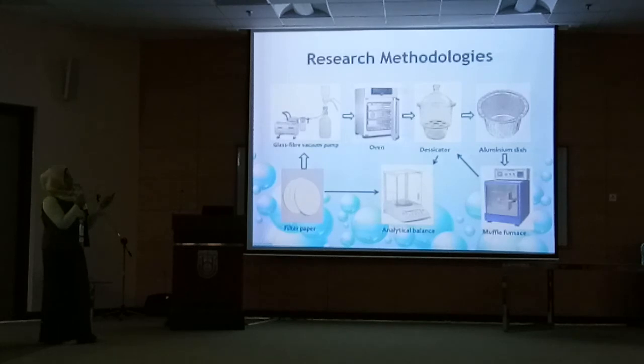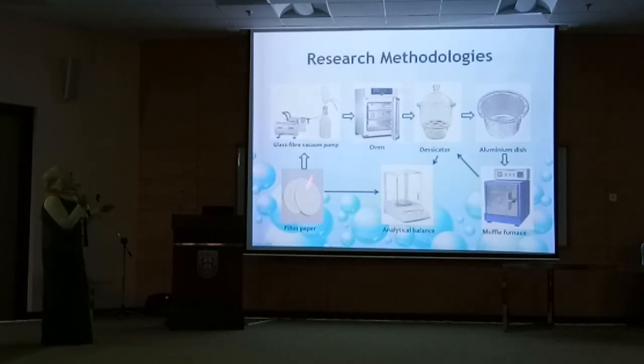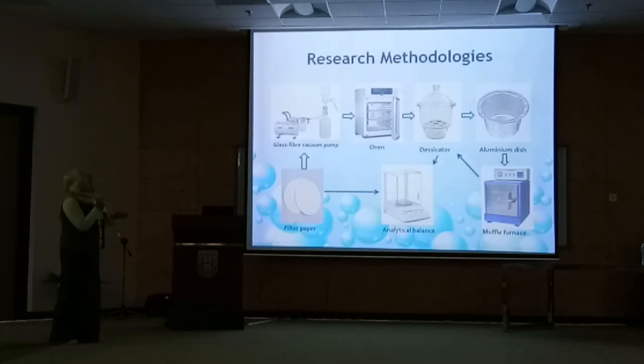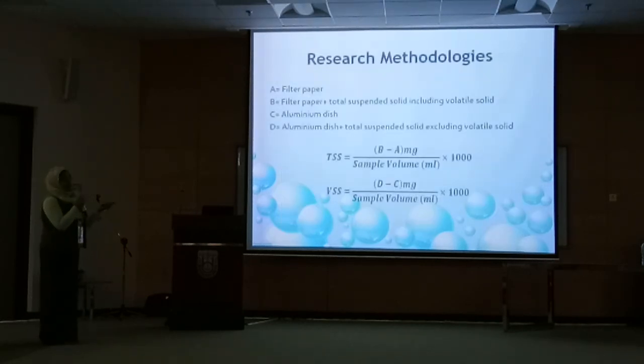This is the TSS and VSS method in series. We used a glass fiber filter, a vacuum pump and filter paper for the TSS experiment. We used an oven to dry the TSS and a desiccator to cool it down and remove moisture. Every time we used an analytical balance to measure the weight of the filter paper and the filter paper with TSS, plus an aluminum dish and a muffle furnace. You can see the calculation here, which we used for TSS and VSS.